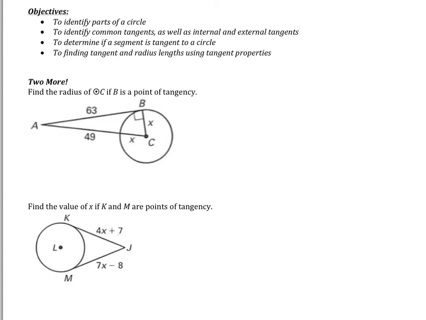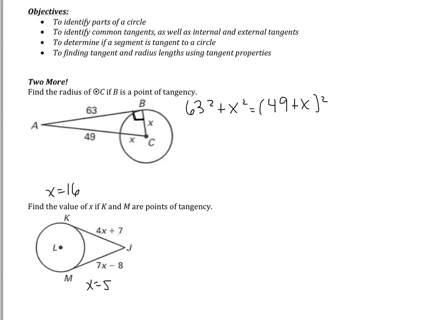Okay, let's see how we did. First example, you should have gotten x equals 16. Second one, you should have gotten x equals 5. I'm now going to go over both of those problems. So if you had any issues, you will see how to do them. For the first one, you should have done Pythagorean theorem. So we get 63 squared plus x squared equals (49 plus x) squared. Because remember, point of tangency means we have a right angle.